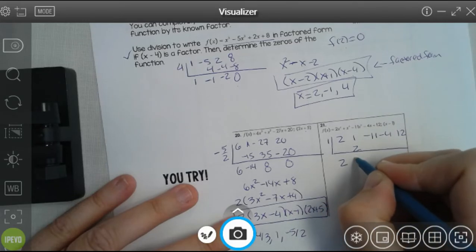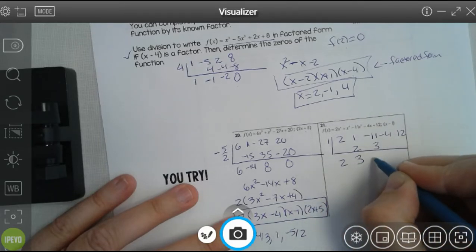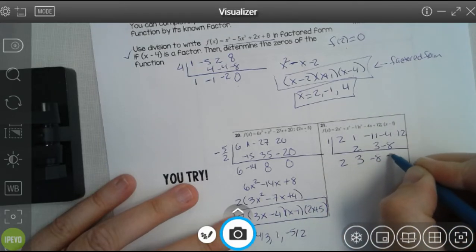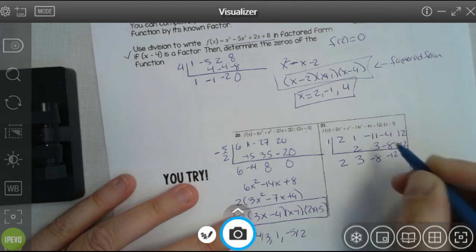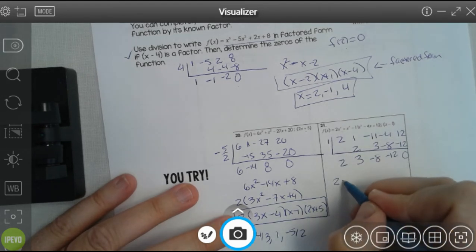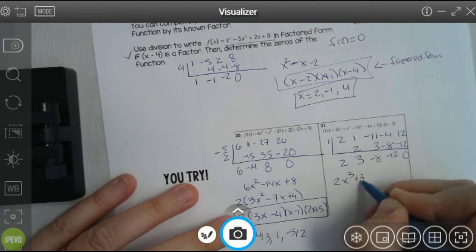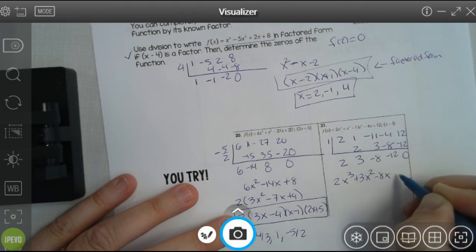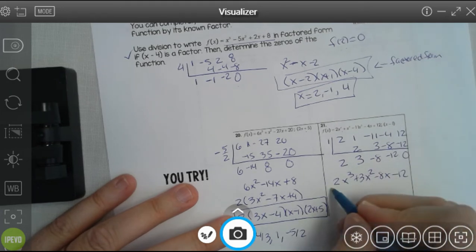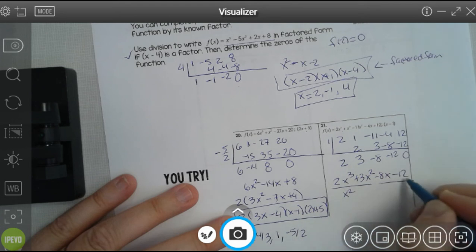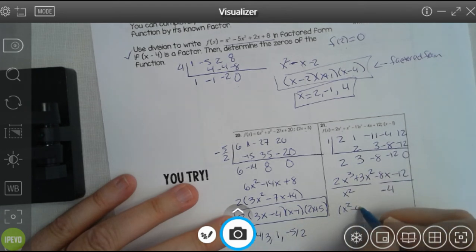Add down. Got a 0. X to the 4th, so this becomes 2x cubed plus 3x squared minus 8x. No remainder, so let's go ahead and group these. I'm going to take out an x squared there. I'm going to take out a -4 there. So I get x squared minus 4, 2x plus 3.